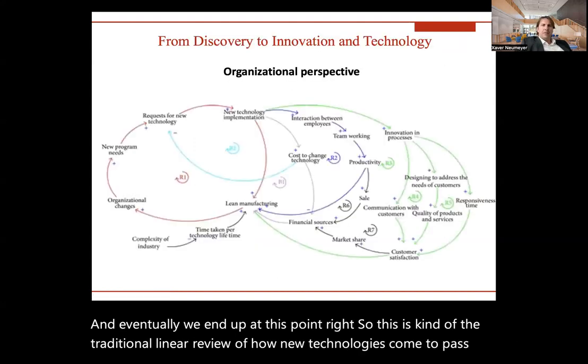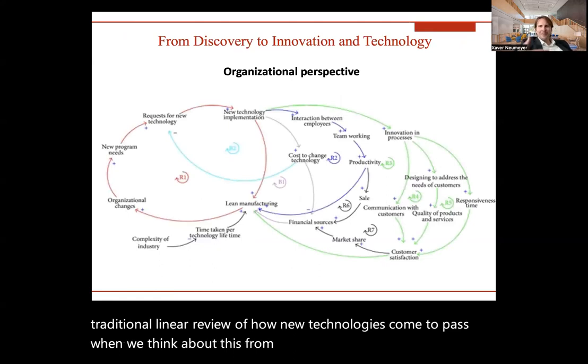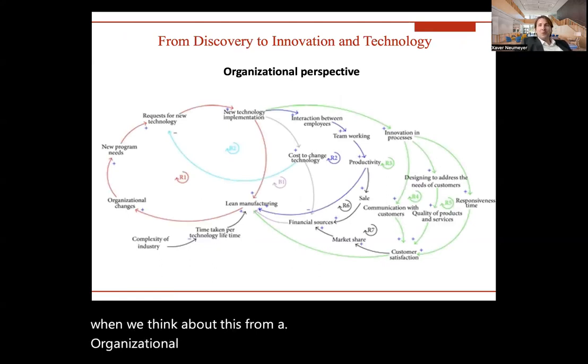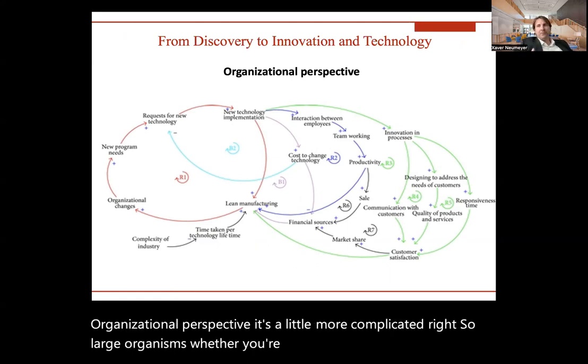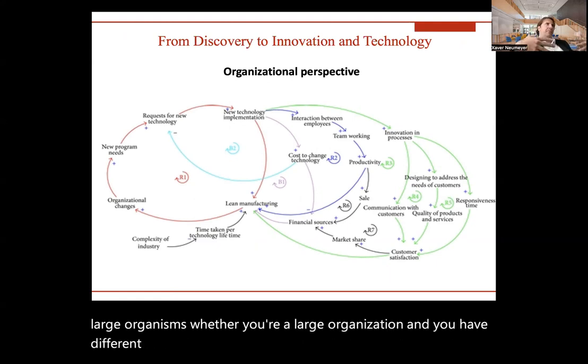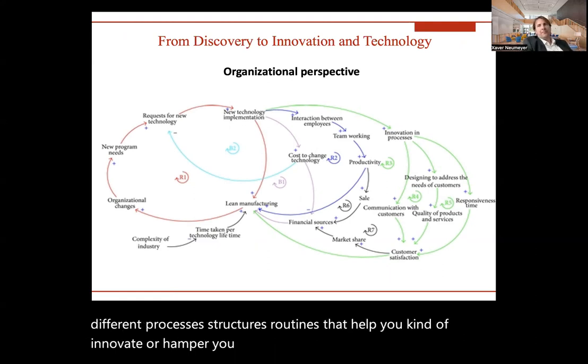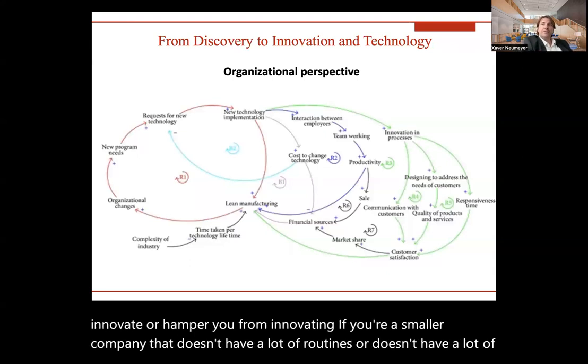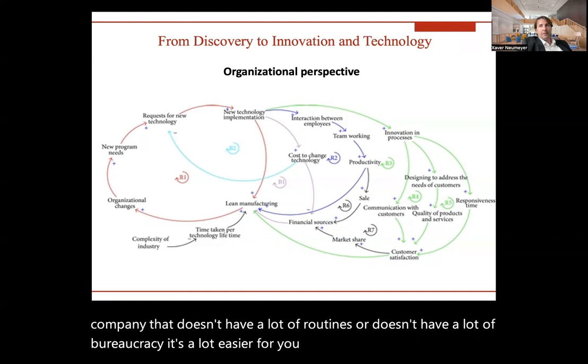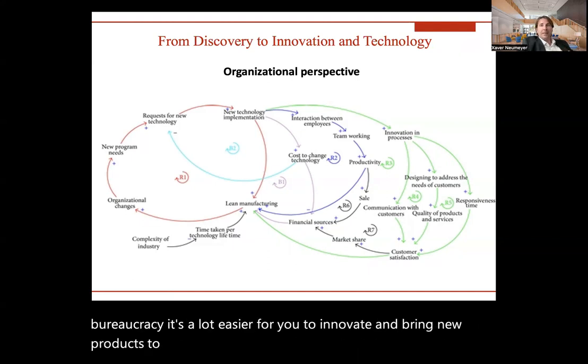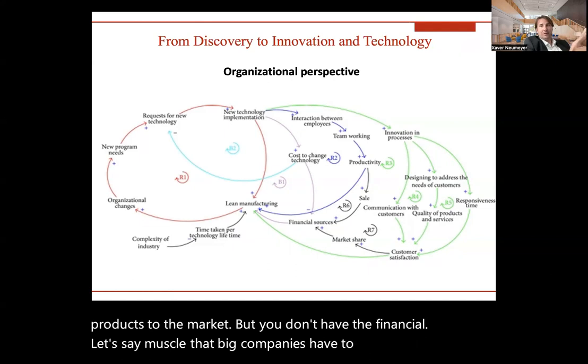When we think about this from an organizational perspective, it's a little more complicated, right? Whether you're a large organization, you have different processes, structures, and routines that help you innovate or hamper you from innovating. If you're a smaller company that doesn't have a lot of routines or bureaucracy, it's a lot easier for you to innovate and bring new products to the market, but you don't have the financial muscle that big companies have to spend time on innovation and technology.